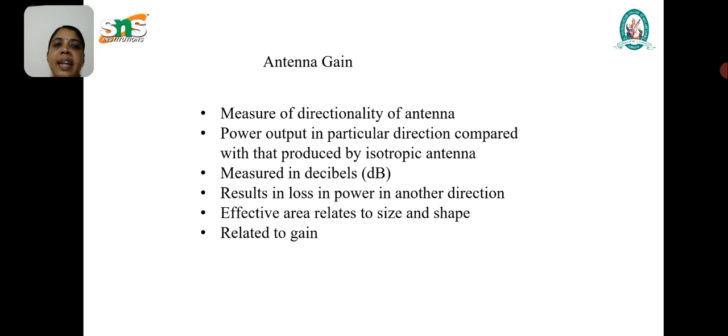Next, antenna gain. It is a measurement of the directionality of an antenna: the power output in a particular direction compared with that produced by an isotropic antenna. Isotropic means a layer above the earth, called the isotropic layer, so it can be easily identified by the antennas for transmitting the information. It is measured in decibels. The result is a loss in power in other directions due to some shapes and sizes.